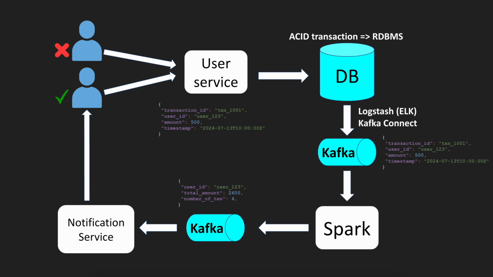Now our notification service and the user service are not connected. Our notification service is completely independent from the user service. It reads from Kafka, and it sends those requests to a user.